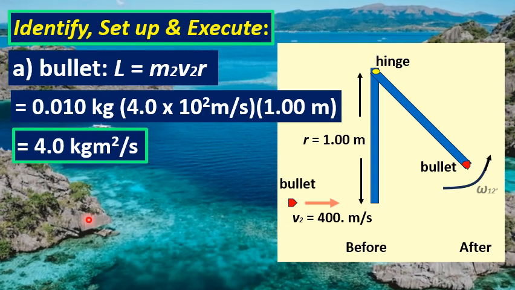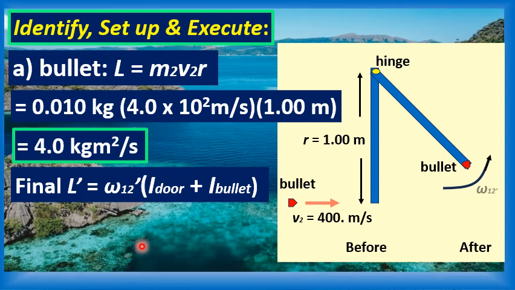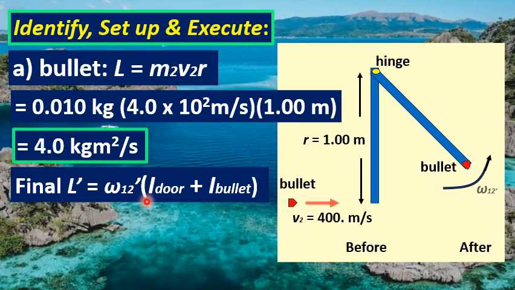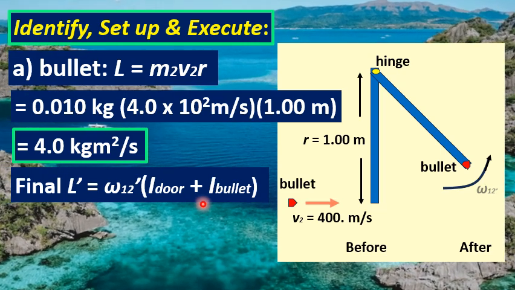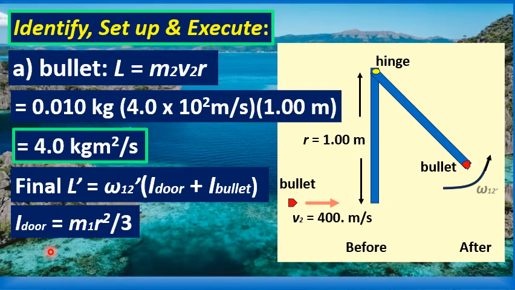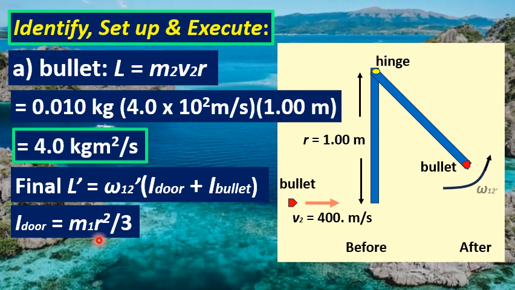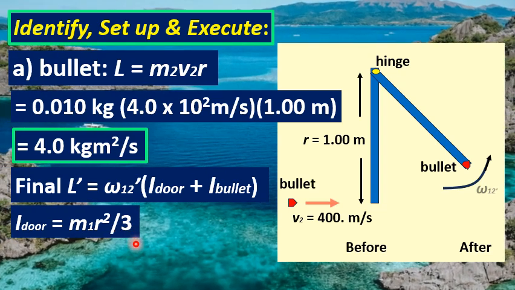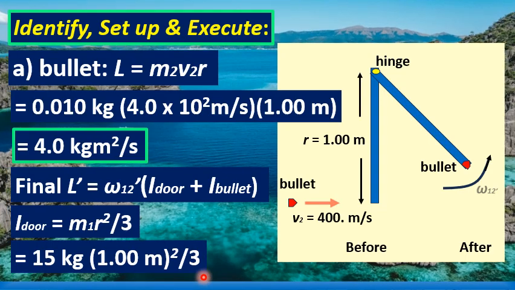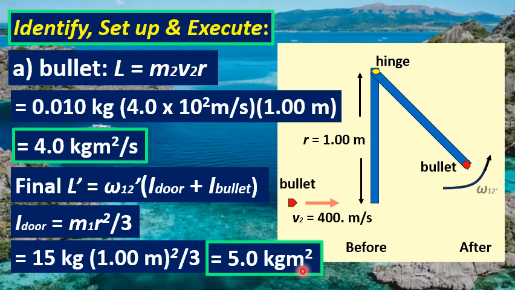The magnitude of the final angular momentum is that of a rigid body composed of the door and the embedded bullet. It is expressed as the product of their angular speed omega sub 1 2 prime multiplied by the sum of the moments of inertia of the door and of the bullet. So, we first determine the moment of inertia of the door, which is equal to the product of its mass m1 and the value of r squared divided by 3. That is 15 kilograms times 1.00 meters, squared and divided by 3. So we get the moment of inertia of the door equals 5.0 kilogram meter squared.